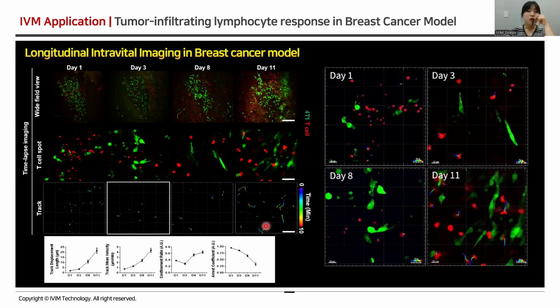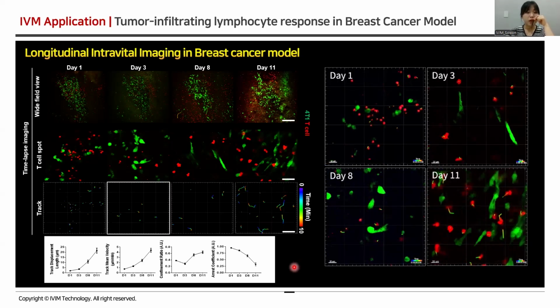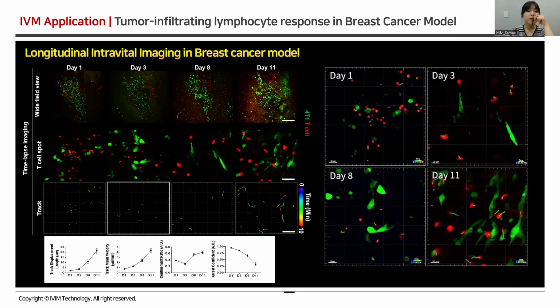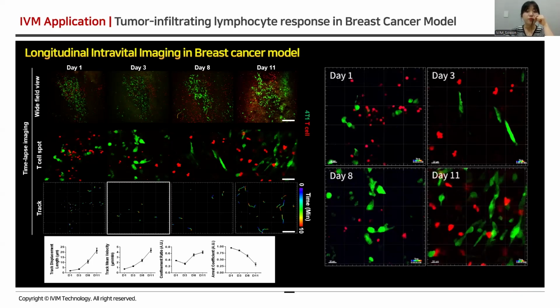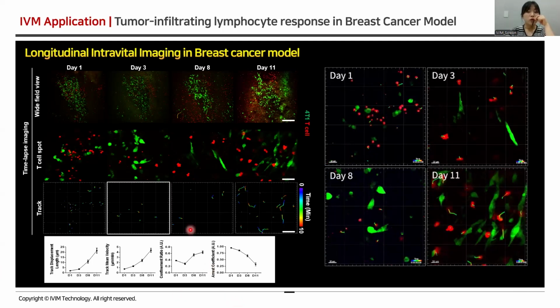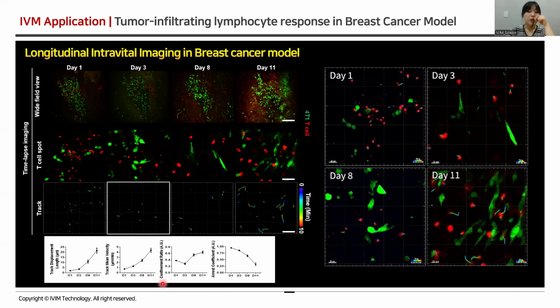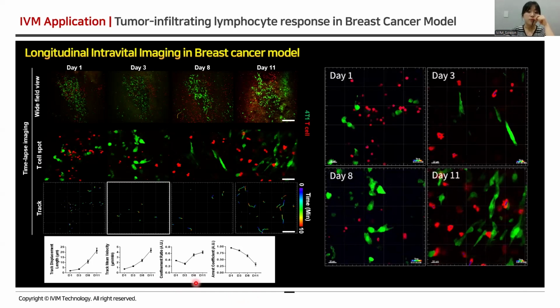On the left panel, you can see how TIL activation changes progressively over time. On the right, the time-lapse imaging demonstrates the dynamic process of T cells infiltrating into the tumor tissue. In addition, quantitative analysis of the imaging data shown in the lower graphs revealed a clear trend. As time went on, T cells became increasingly motile and more actively engaged with the tumor microenvironment.